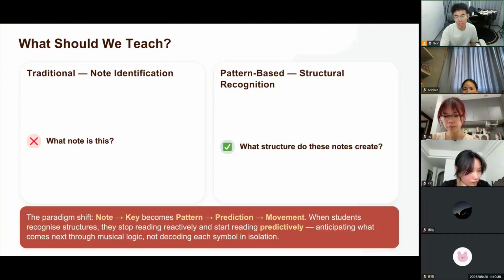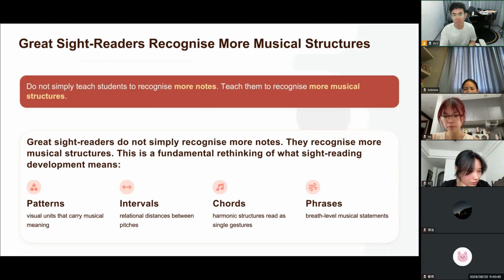Finally, I believe the goal of piano teaching is not just to help students finish a piece. More importantly, it is to develop students' ability to learn music independently. When students can see patterns in music, they no longer depend completely on the teacher. They can learn new pieces faster, face unfamiliar scores with more confidence, and gradually become more active music learners.